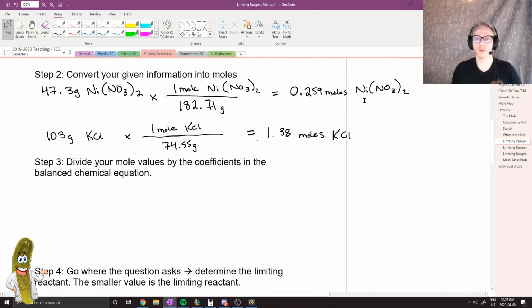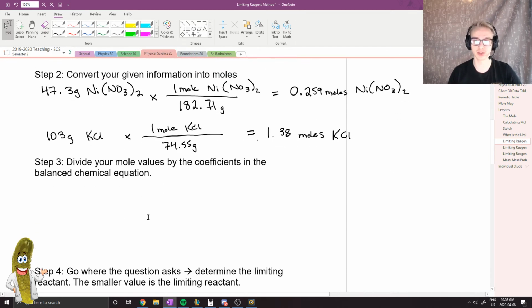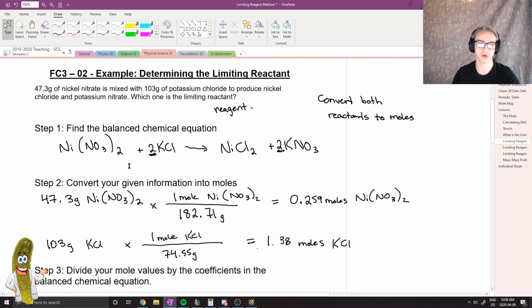However, what we looked at with the Big Mac was we said it's not just that you need 1 mole of patties, you actually need 3 moles of patties because there are 3 patties on a Big Mac. Likewise, you don't just need 1 mole of KCl, you need 2 moles of KCl for this reaction to go to completion. We only need 1 mole of Ni(NO3)2 too. So divide your mole values by the coefficients in the balanced chemical equation. Again, those coefficients are the numbers that go out front.